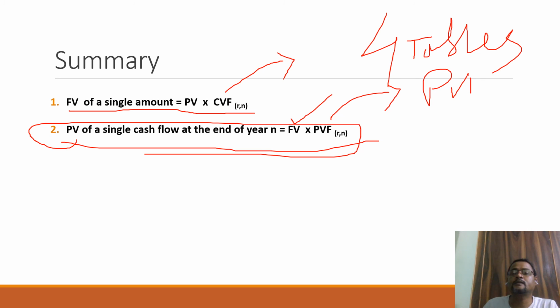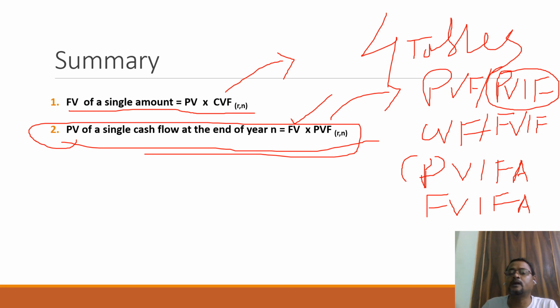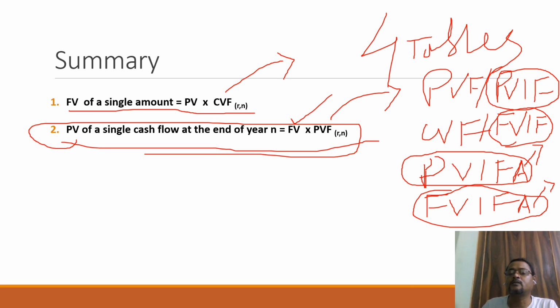One is PVF, one is CVF, one is PVIFA, that we'll discuss and use in the next lesson, one is FVIFA. This PVF is also known as PVIF, and this CVF is known as FVIF. So you can see this is PVIF, the next table will be FVIFA. The extra A is for annuity.